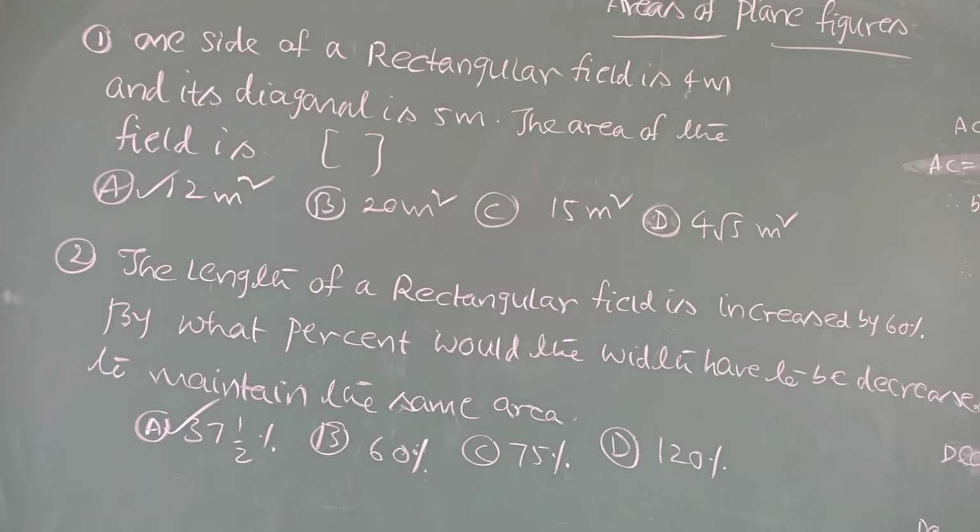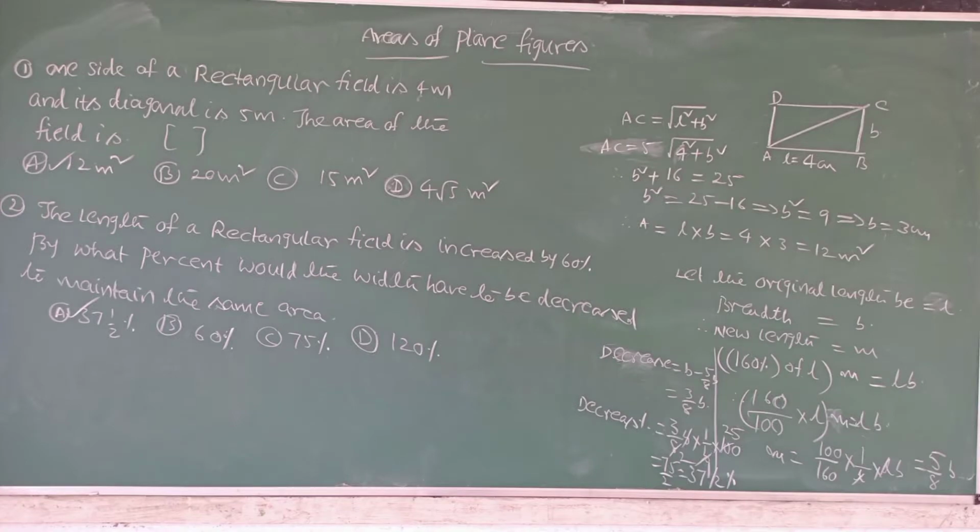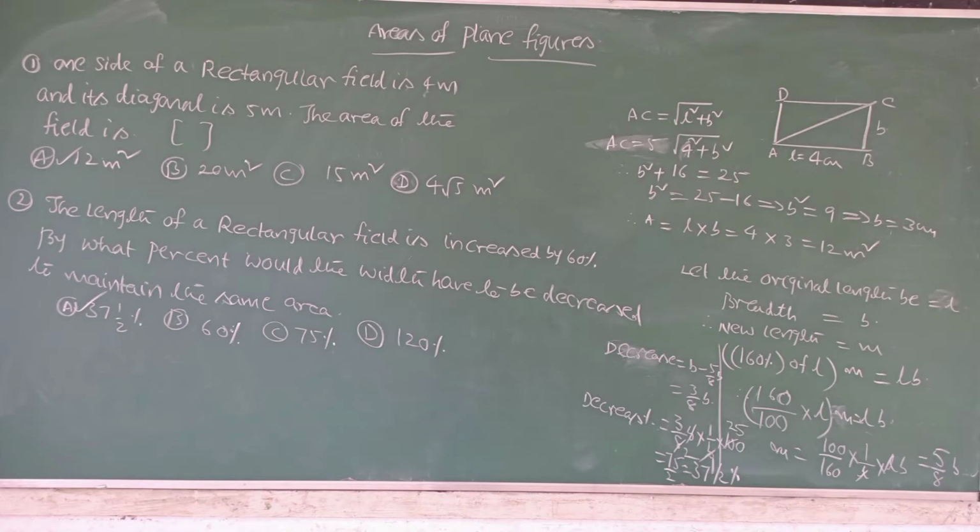Diagonal can be obtained by using the formula root of L square plus B square, because it is the diagonal of a rectangle. Therefore, root of 4 square plus B square is equal to 5. On squaring both sides, B square plus 16 is equal to 25. B square is equal to 25 minus 16. B square is equal to 9. Therefore, B is equal to 3 meters. Therefore, area of the rectangular field is equal to L into B is equal to 4 into 3 is equal to 12 meters square.